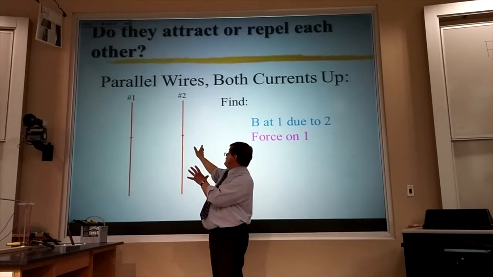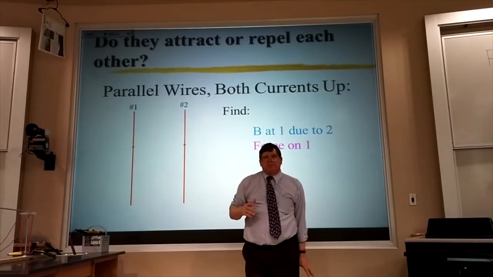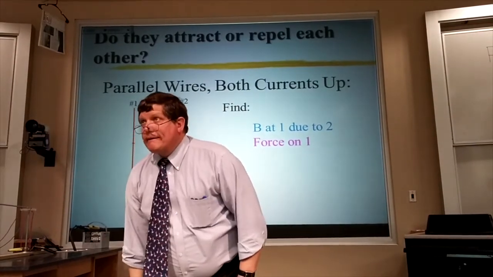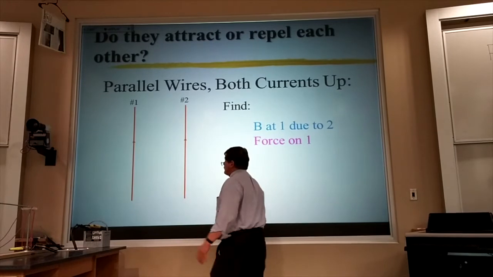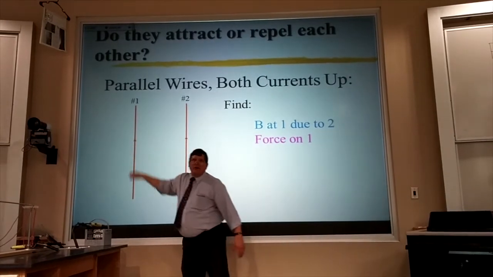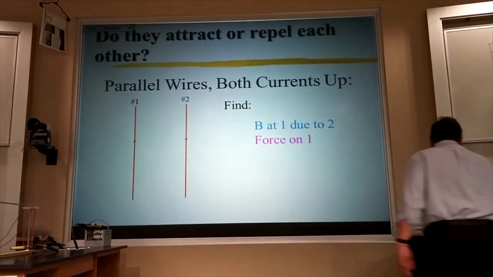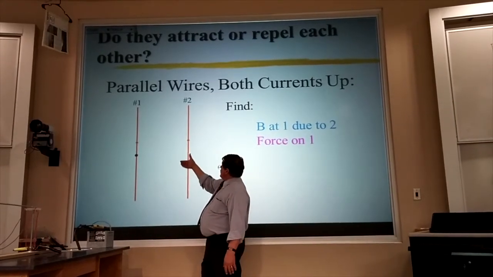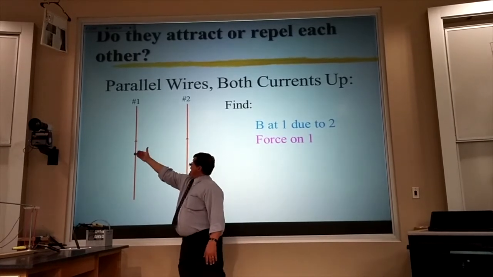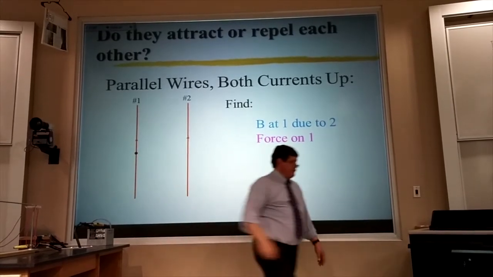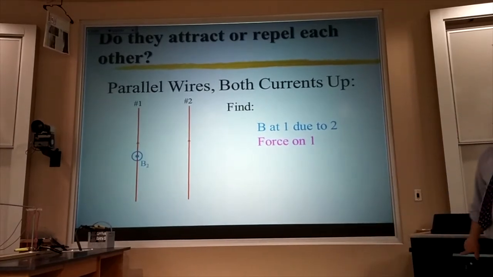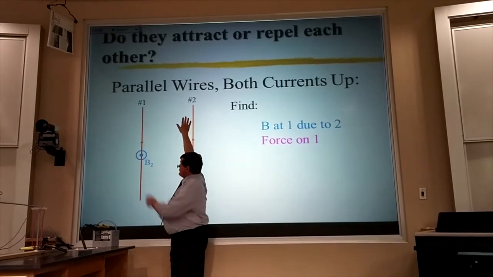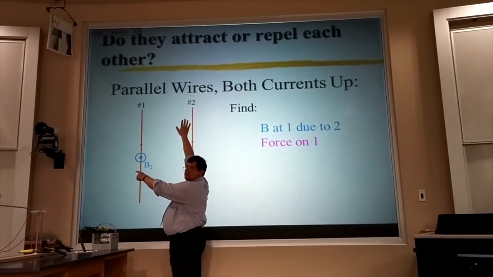I know what the magnetic field due to wire 2 is everywhere in the room. But I don't care about it everywhere in the room. I care about it right here where it's pushing on wire 1. Right there, the field due to wire 2 is coming out of the board by right-hand rule number 2. Now I can ignore wire 2. It's done its job. It set up the field.